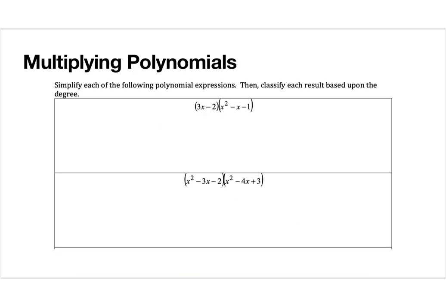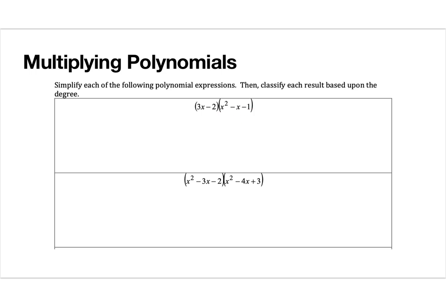Now that we've added and subtracted polynomials, our next operation that I'd like to look at is multiplication. You have multiplied binomials together. Remember the whole FOIL process. Now, though, we're going to multiply polynomials that may have more than 2 terms in them. And really, the process is quite simple. You distribute the first term and then distribute the second term.